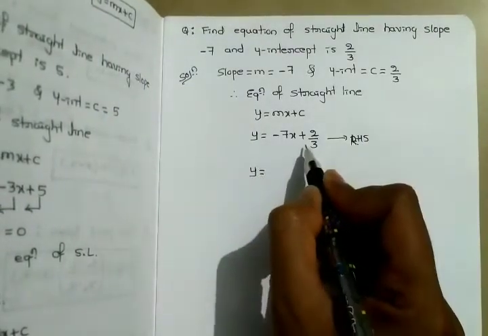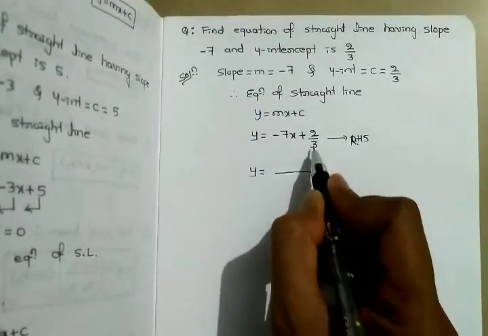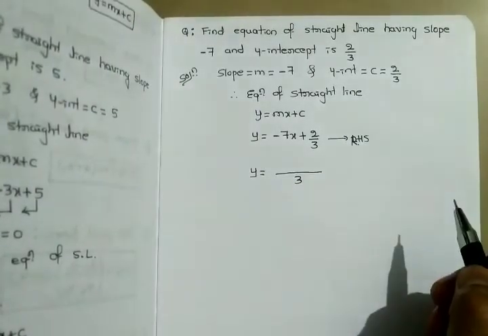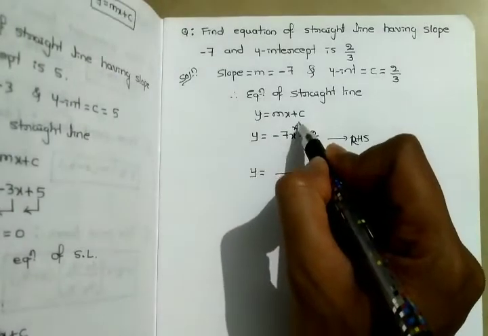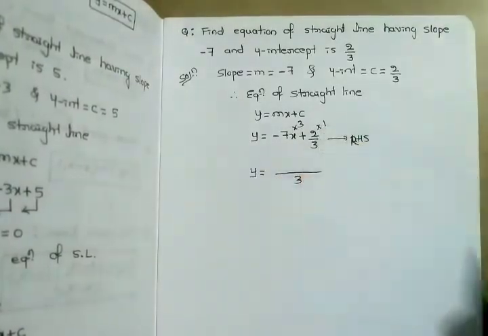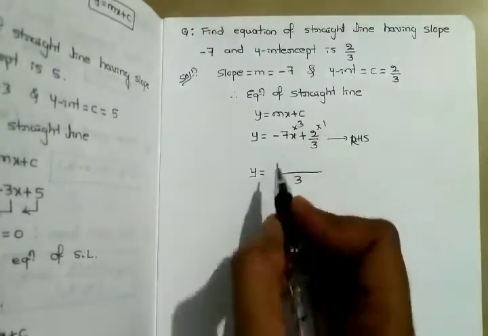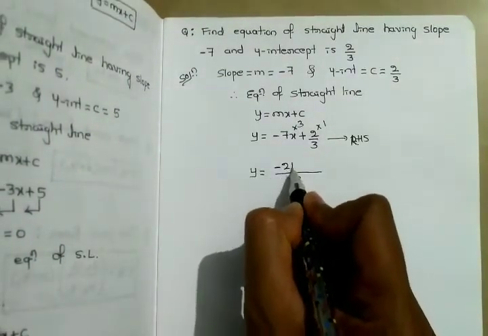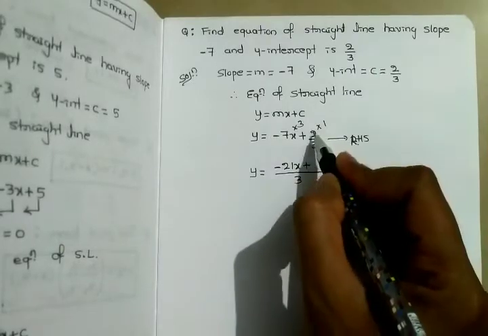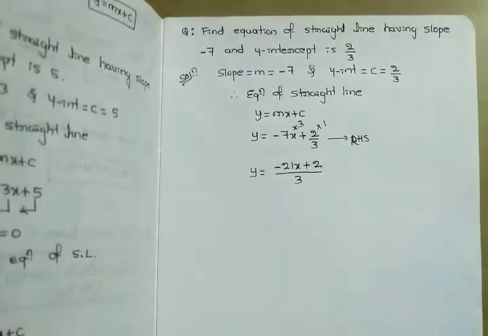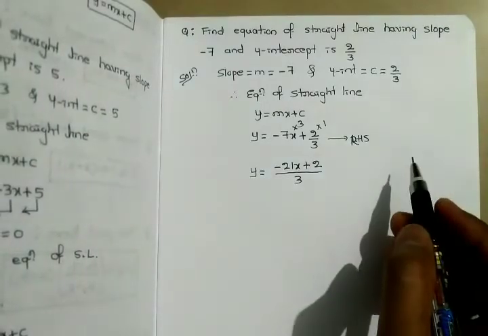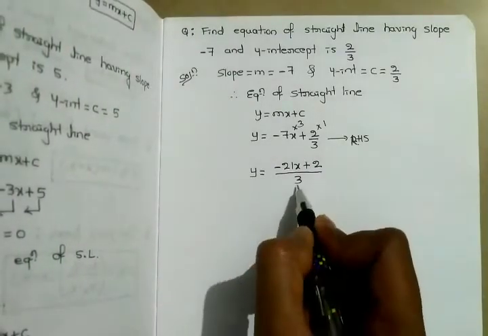y is equal to, what is the LCM here? 3 is the LCM. So multiply here by 3, and this value by how much here? 1. Next multiply these two: minus 7 into 3 is minus 21x, plus 2 into 1 is 2. So next step, do the cross multiplication.